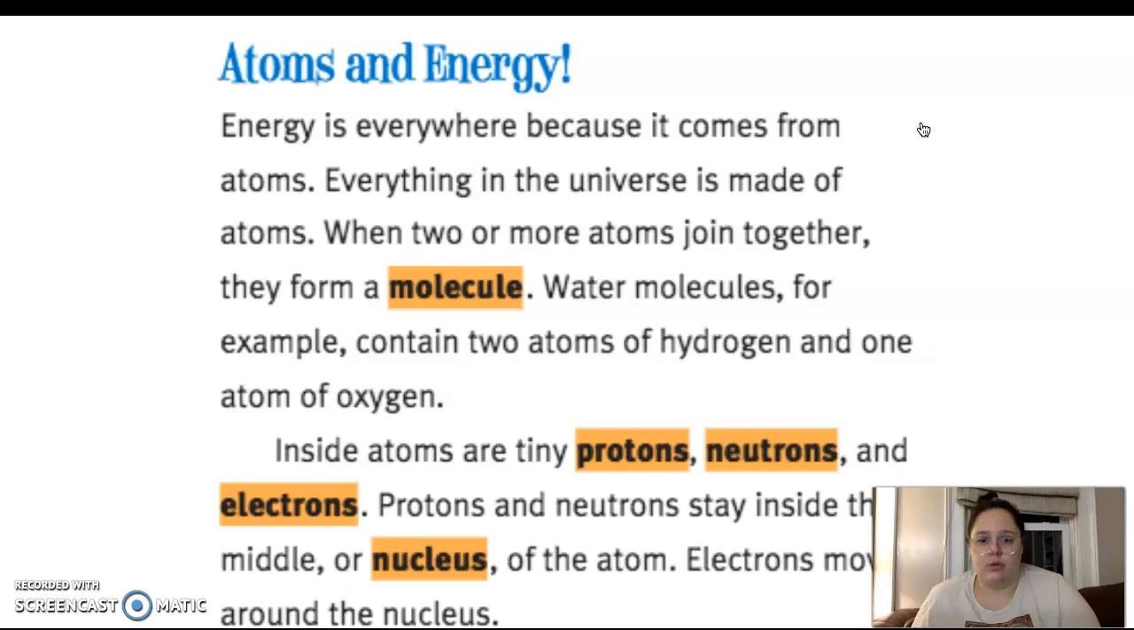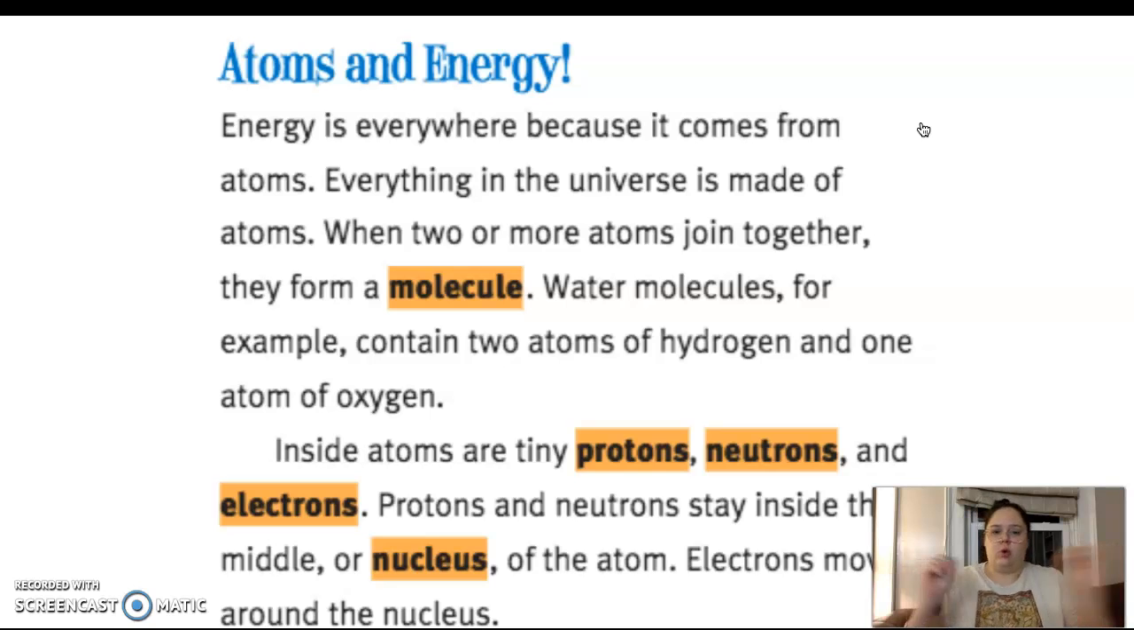So make sure that you reread the passage if you need to, and you can even pause this video and go answer the questions as I read, up to you. So this first section is called Atoms and Energy. Energy is everywhere because it comes from atoms. Everything in the universe is made of atoms. When two or more atoms join together, they form a molecule. Water molecules, for example, contain 2 atoms of hydrogen and 1 atom of oxygen. So atoms are really, really, really small little things that contain energy.